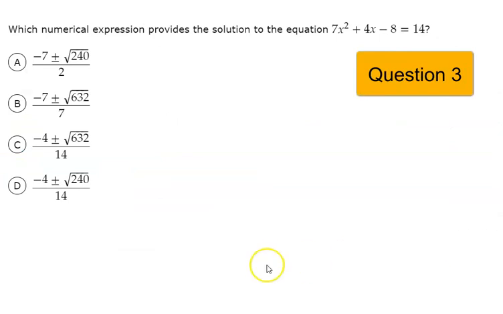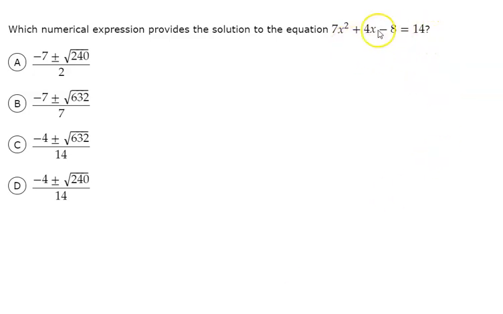The next question, which numerical expression provides the solution to the equation 7x squared plus 4x minus 8 equals 14? Well, this is a quadratic equation, and one way to solve it is using the quadratic formula. You would subtract the 14 to make this equal to 0, and then you would plug your numbers into the formula. But before you choose an answer, you should check your answer in Desmos.